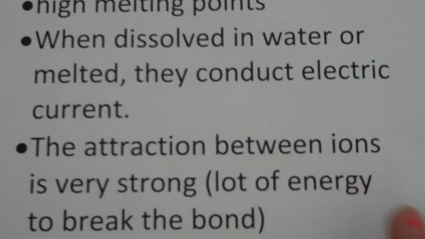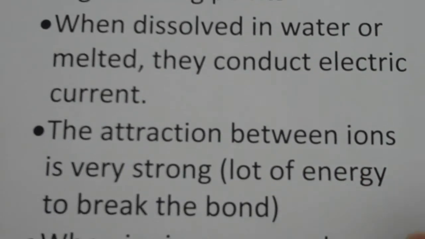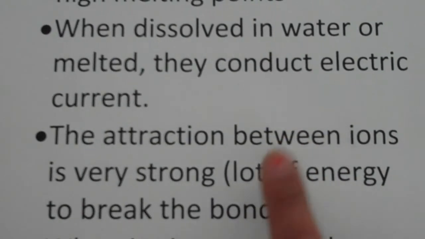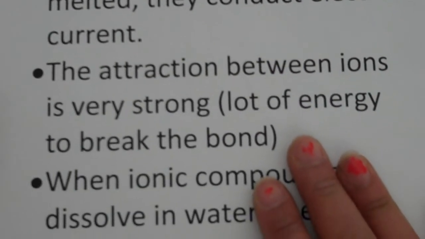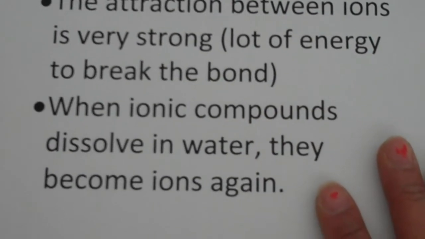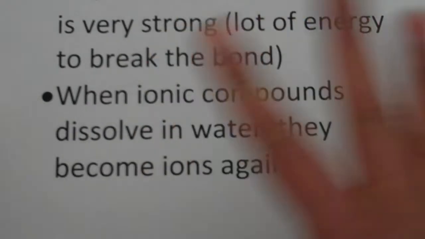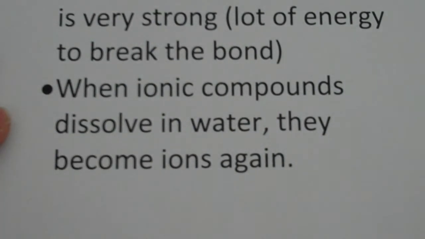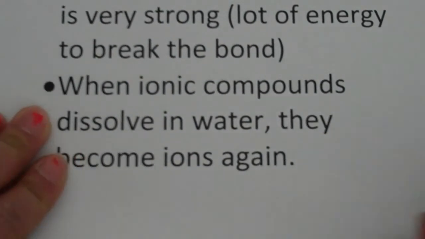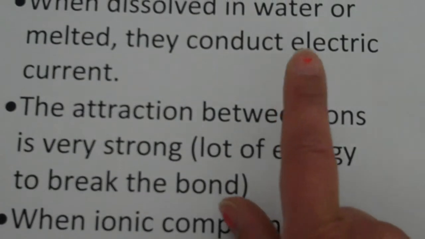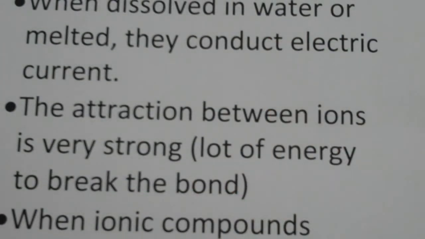The attraction between ions is very strong, and so therefore when you try to break the bond, it takes a lot of energy. That's why we had to electrocute that in class to break that bond in the salt water. And when ionic compounds dissolve in water, they become ions again. So when you do mix them in the water, you can break and you have that ionic charge. That's why it's very, very good with electrical currents.